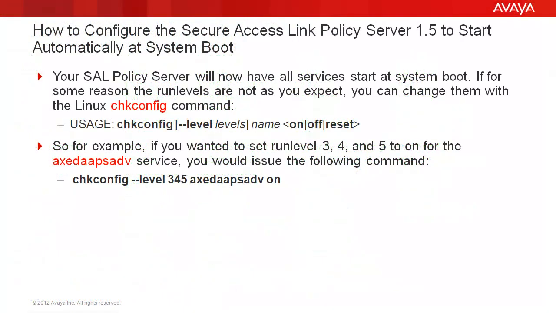Your SAL Policy Server will now have all services start at system boot. If for some reason the run levels are not as you expect, you can change them with the Linux chkconfig command. Usage of this command is chkconfig space --level, the level number, space name of the service, then on, off, or reset. So for example, if you wanted to set run levels 3, 4, and 5 to on for the exidaAPSADV service, you would issue the following command: chkconfig space --level space 345 space exidaAPSADV space on, then press enter.